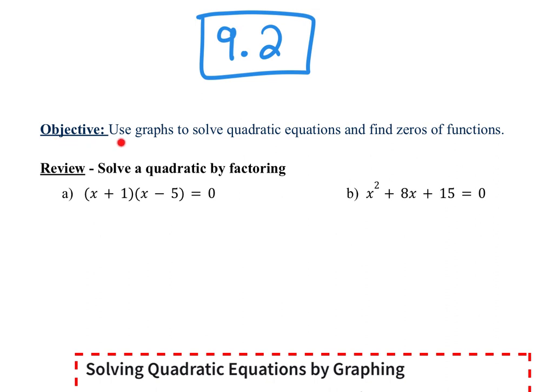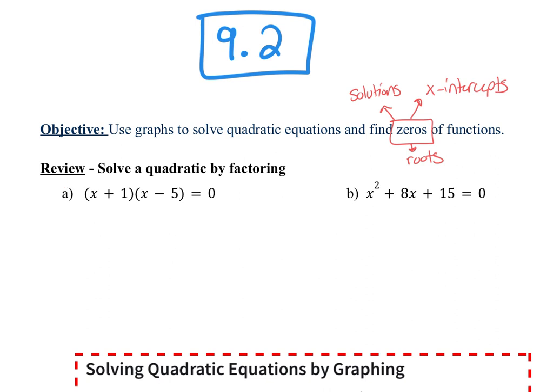Now, the objective: use graphs to show quadratic equations and find zeros of functions. We talked about zeros. Everybody box the word zeros. And they have a couple different names. We've called them solutions before. We've called them x-intercepts. We've called them zeros, and then we will also eventually call them roots. Okay, so all of those have the same process, similar meanings.